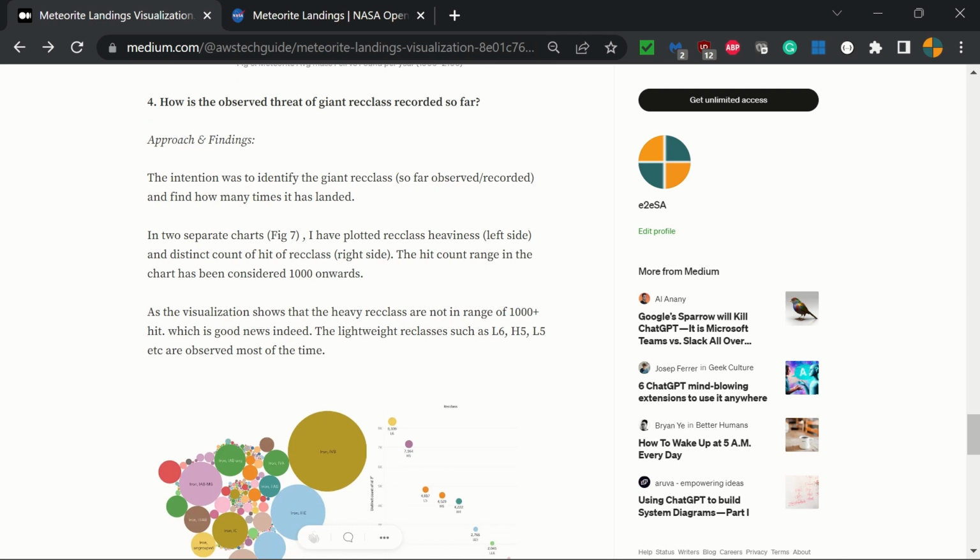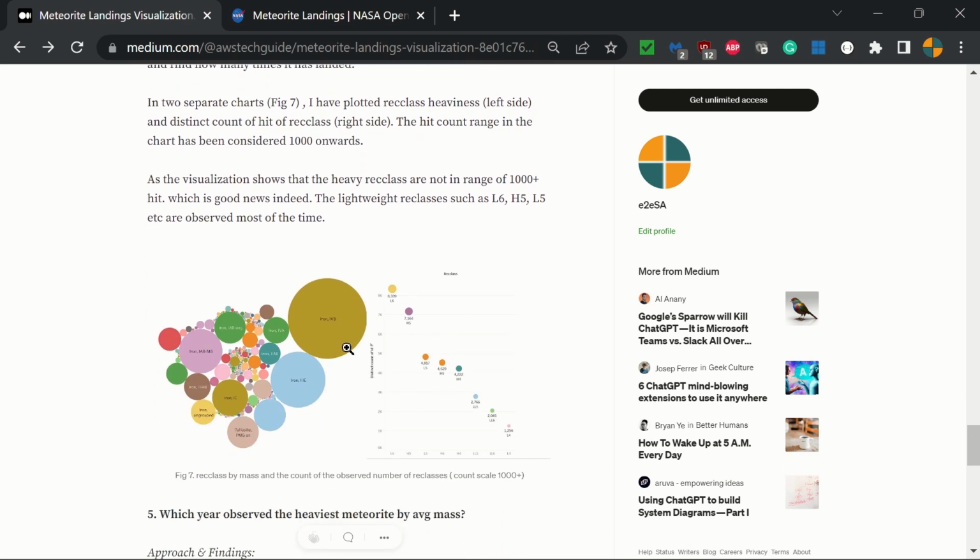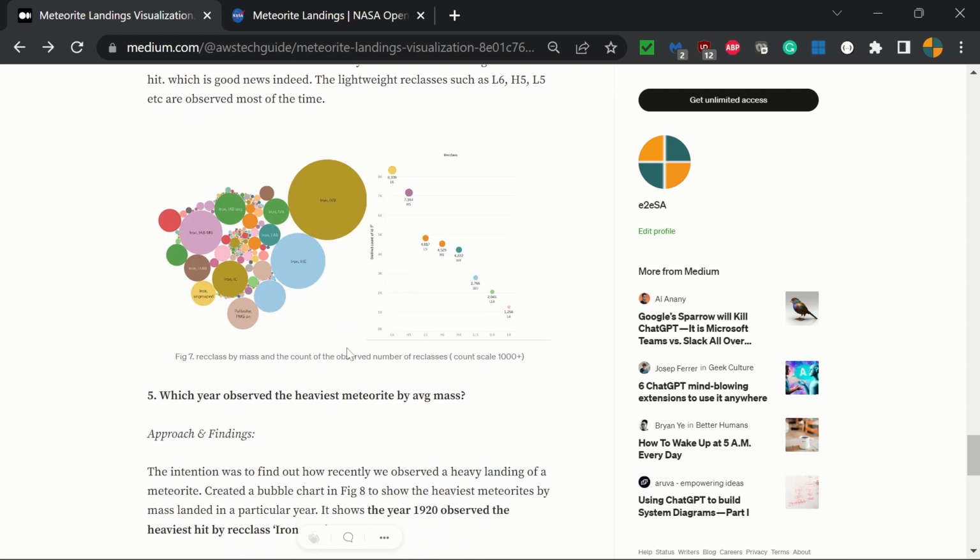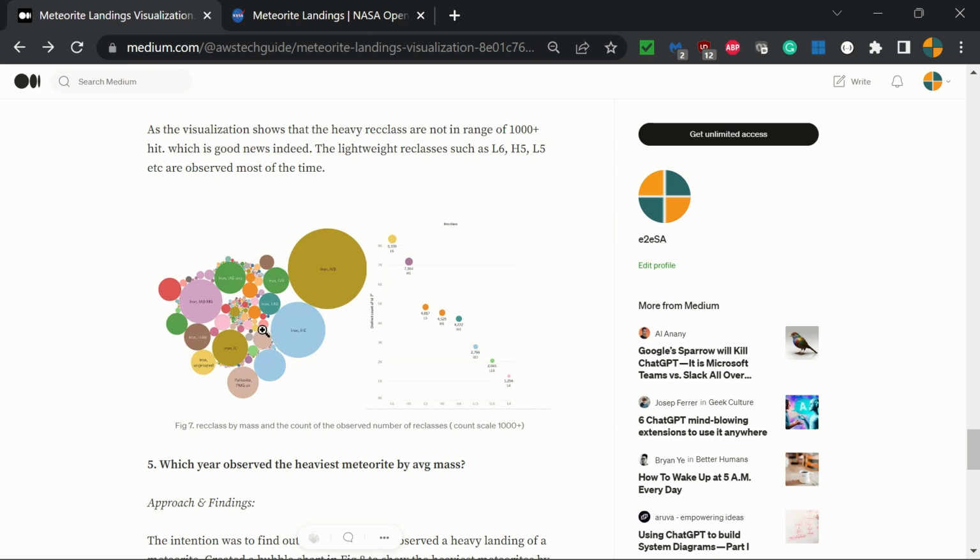As we know very little about the classification of meteorites, other than its mass, we don't have enough info about its characteristics. Here I have plotted the meteorite recclasses based on average mass, and on the right side, the count of landings. The insight from this chart is that heavy meteorites are very rare, and the maximum hits happen by the lightweight category of meteorites such as L6, L5, etc., which is very good news for us.